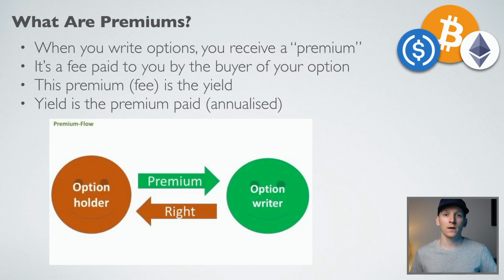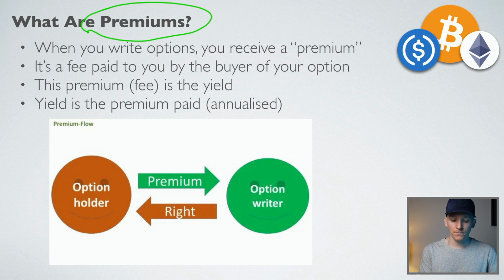And so they pay something called a premium to you for the right to do that. And so those premiums that we get, they are our yield, and they can be very, very lucrative. If you have Bitcoin on your account, you can just take all of the fee, what we call the premium, and get that straight into your account. But there are some risks.